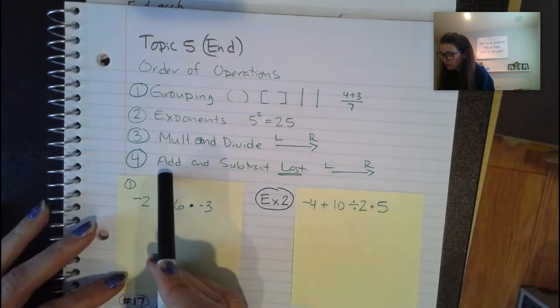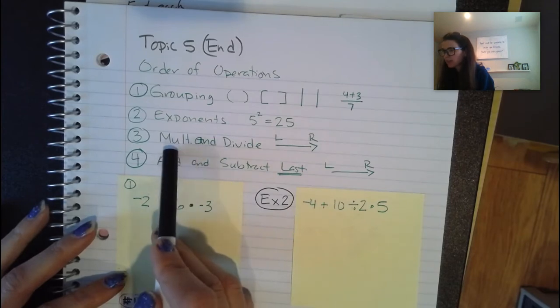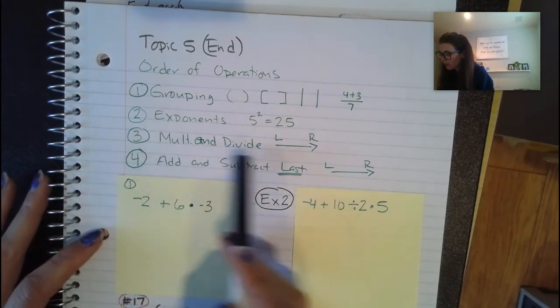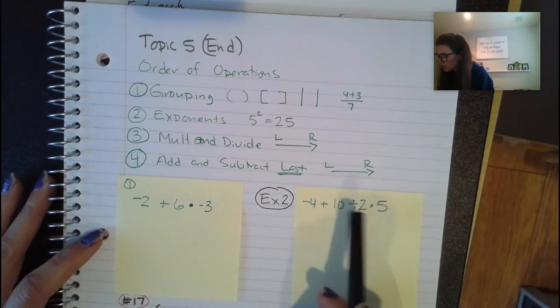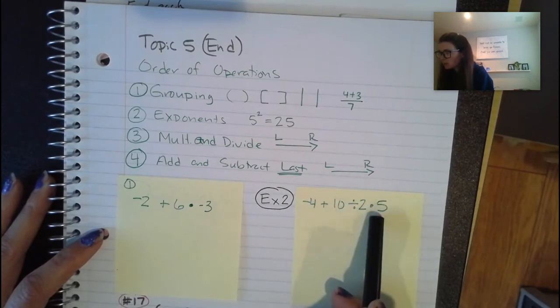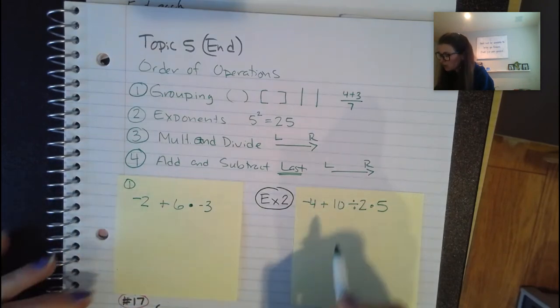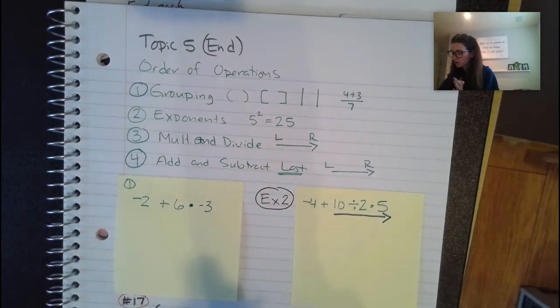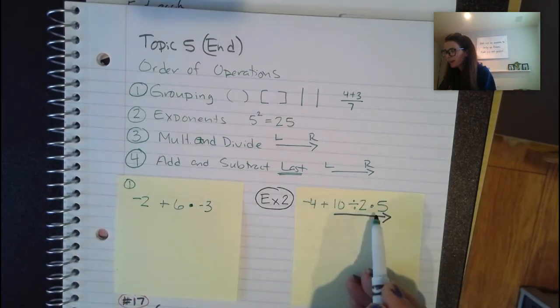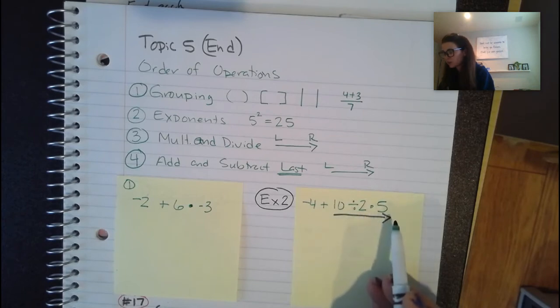But step 3 and step 4 is where our problems are. We multiply and divide at the same time from left to right. So on this problem right here, a bunch of people will incorrectly do the multiplying first. That is not correct. You need to work across the problem in the order that it occurs, doing any multiplying or dividing in the order they occur from left to right.